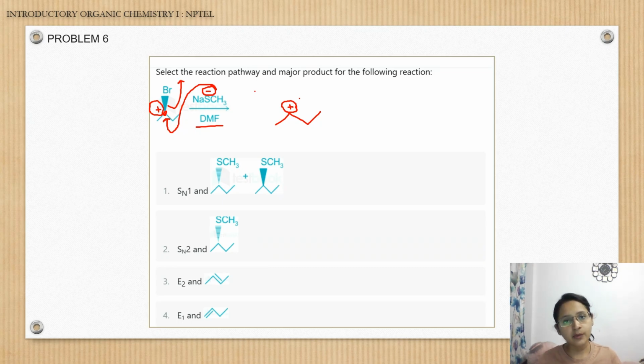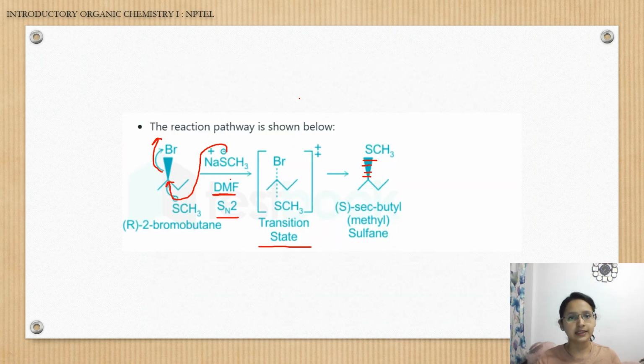What mechanism is operative here? Rather than SN1, you will have SN2, which is operative in this case. So this is how the reaction pathway goes. The reaction pathway is SN2 rather than SN1, and what you have is the inverted product.